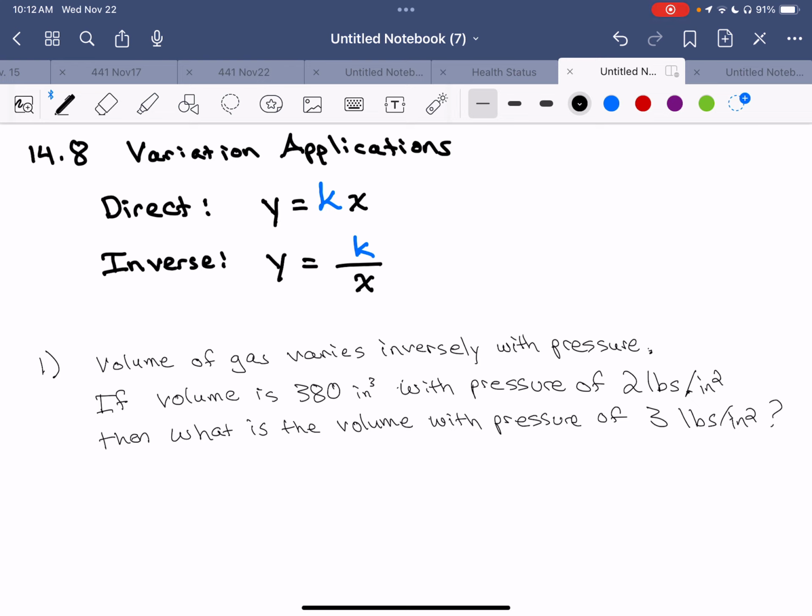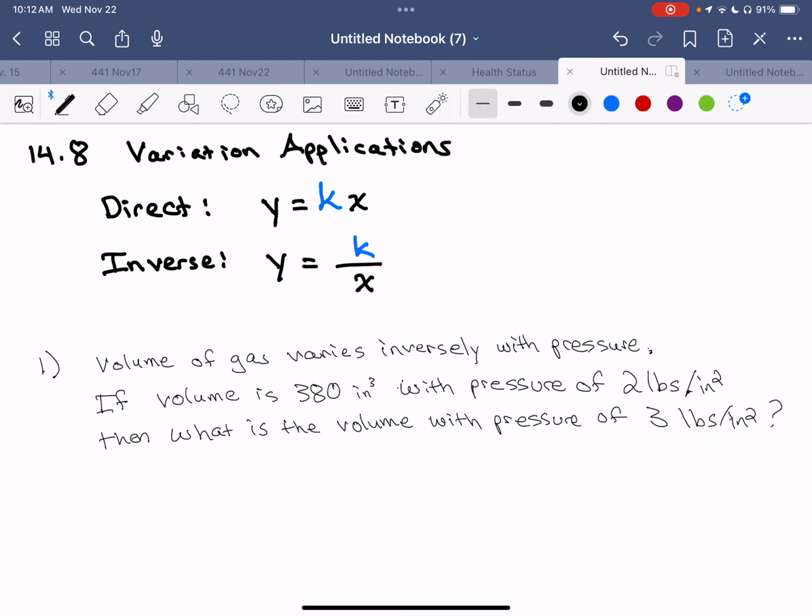So, number one, the volume of a gas varies inversely with pressure. And so that's saying as the pressure increases, the more pressure on the gas, then the smaller the volume. So it's compacting the gas. Then they give us a pair. So an XY pair. They say the volume is 380 with a pressure of 2 pounds. So that gives us one pair. From that, we will find K. And then it says, what is the volume if we increase the pressure to 3 pounds?